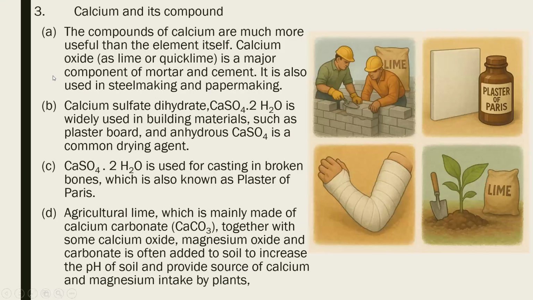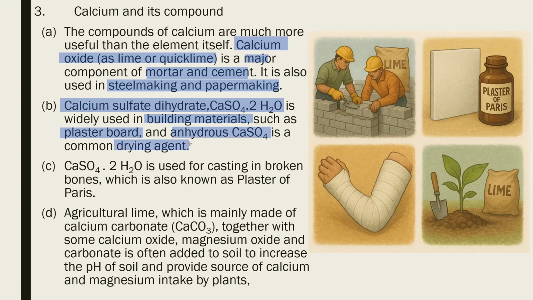Then we have calcium. The compounds of calcium are much more useful than calcium itself. Calcium oxide, also known as lime or quicklime, is used as the major component of mortar and cement. It is also used in steel making and paper making. Calcium sulfate dihydrate is used in building materials such as plasterboard. Anhydrous calcium sulfate is used as a drying agent. Calcium sulfate is also used as the casting for broken bones, which is also known as plaster of Paris, as you can see from the diagram here.